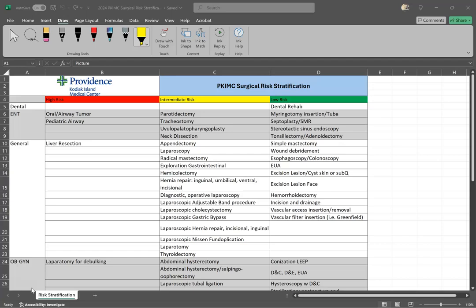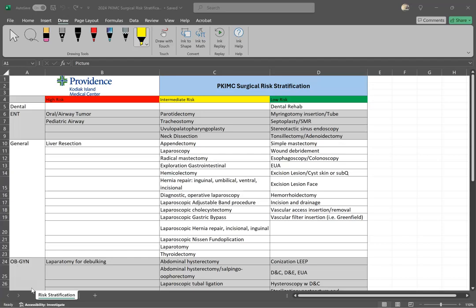Once the nurse knows the type of procedure that's going to be done, they'll look at the surgical risk stratification table and see if the procedure is low, intermediate, or high risk. Remember, for this one, we're talking about the risk of the procedure only. We're not yet talking about the patient or taking the patient into account.